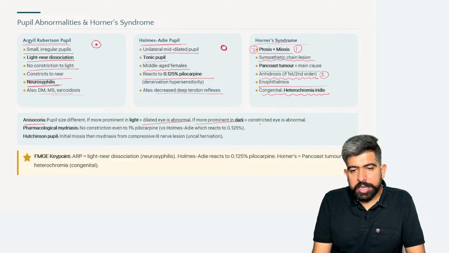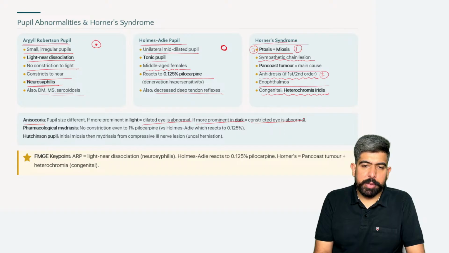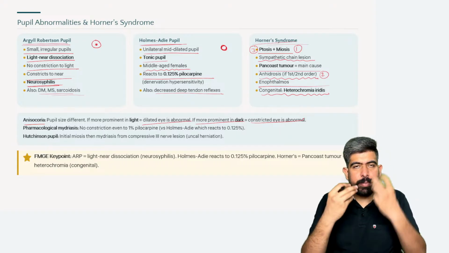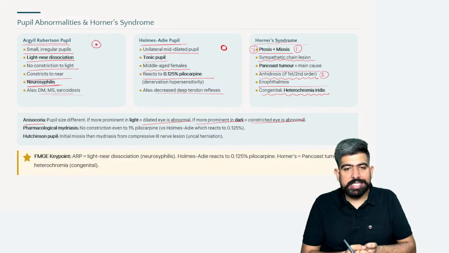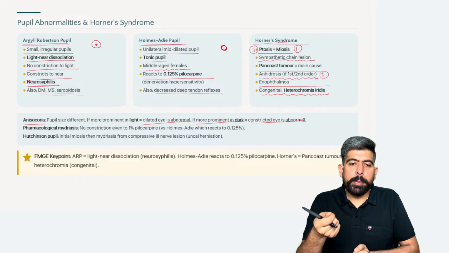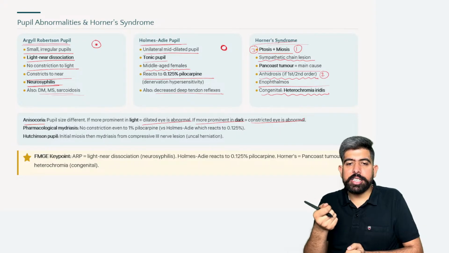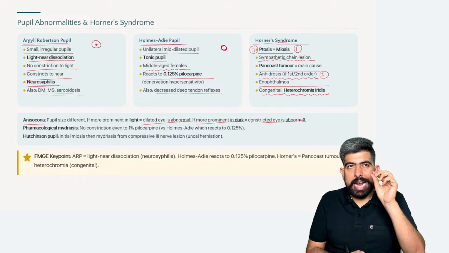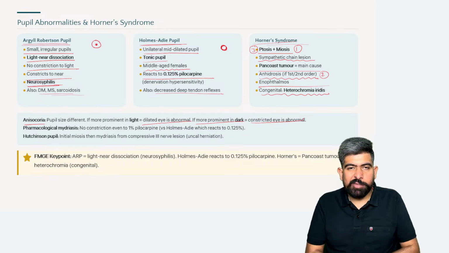If more prominent in dark, the constricted eye is abnormal. Okay, so what is anisocoria? The pupil size differences. If both of the pupils are having different sizes, so what we are doing: if dilatation is more prominent in light, then the dilated eye is the affected one, that is abnormal.